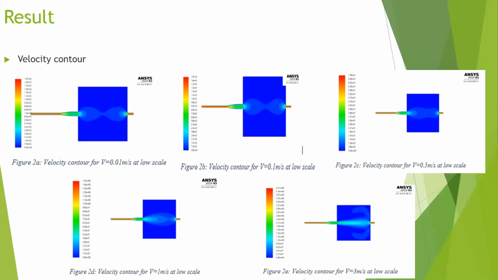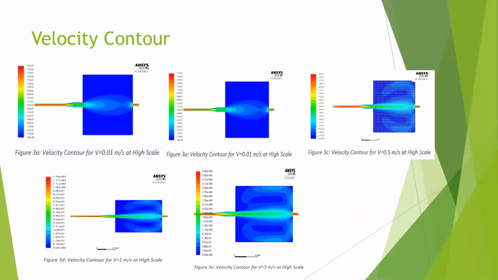As the model scales up, the fluid behavior does not seem to change quite a lot. The fluid just moves more quickly, as shown by the lighter shade of blue in the contours.